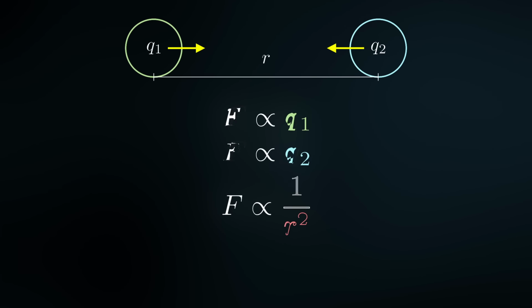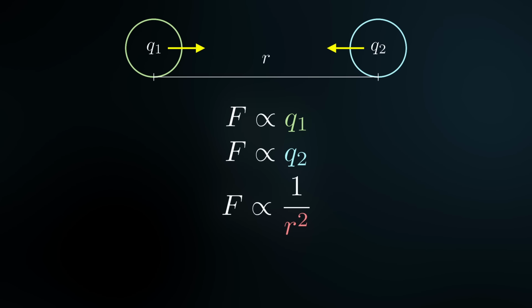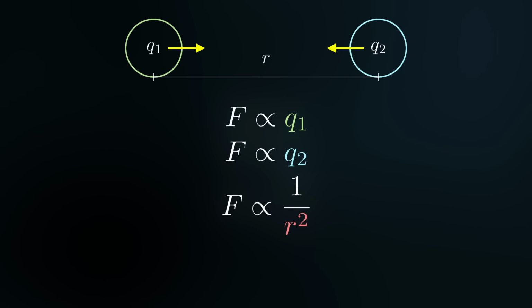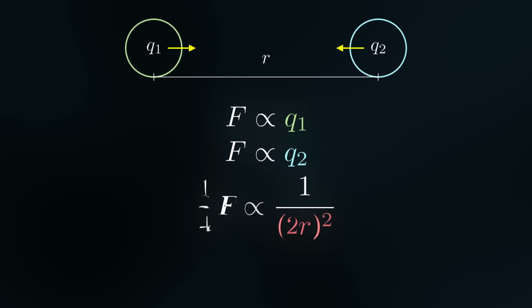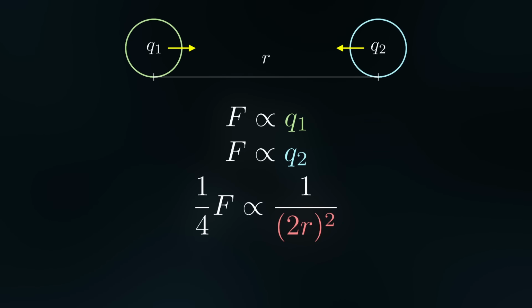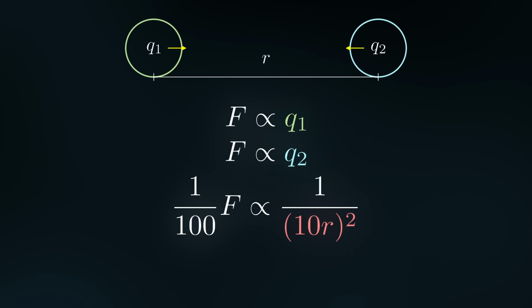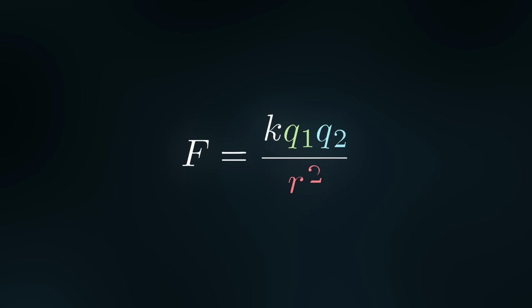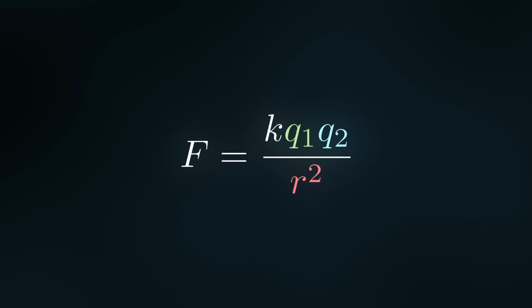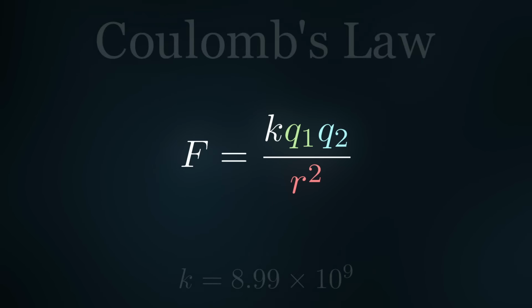It's also inversely proportional to the radius squared. So if I double the distance between the objects, the force gets cut by a factor of 4. If I make them 10 times further apart, the force is going to go down 100 times. And so now if I combine all of these, what I get is that the force is equal to some constant times each of the charges divided by the radius squared. And this is known as Coulomb's law.